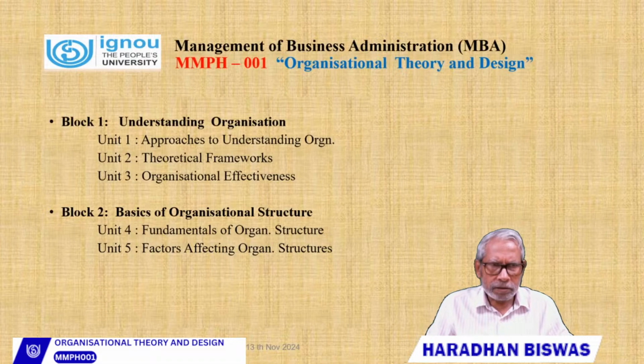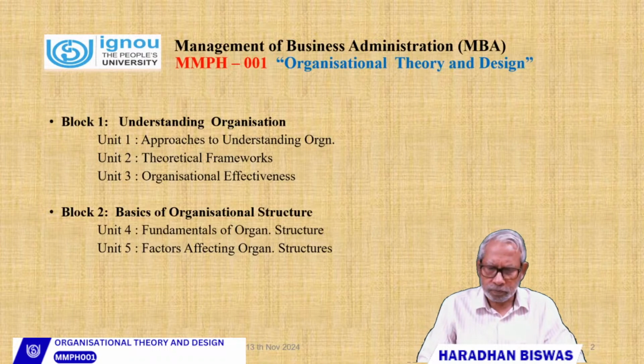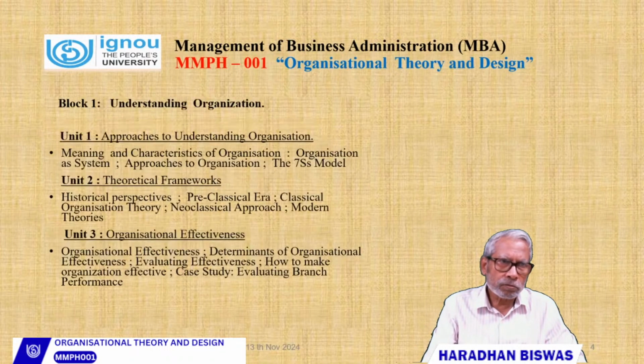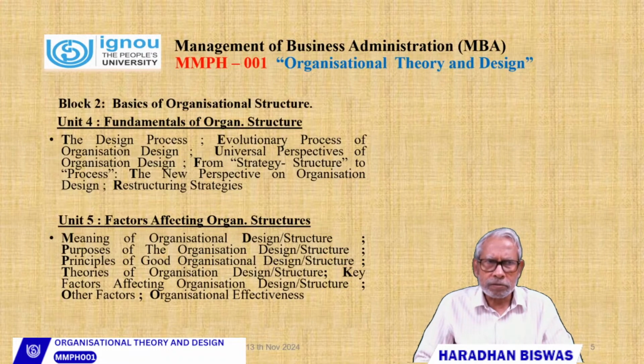There are 2 units. Block number 2 is the basics of the organizational structure. There are 2 units, unit number 4 and unit number 5. Unit 4 is your fundamentals of organizational structure, and unit 5 is your factors affecting organizational structure. There are 2 units which cover the block number 2. Now, let's see the detail of the particular units. What are the contents of these particular units?